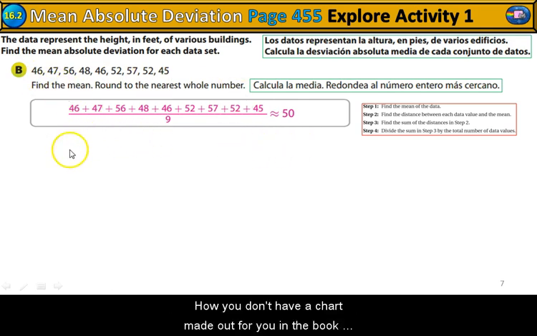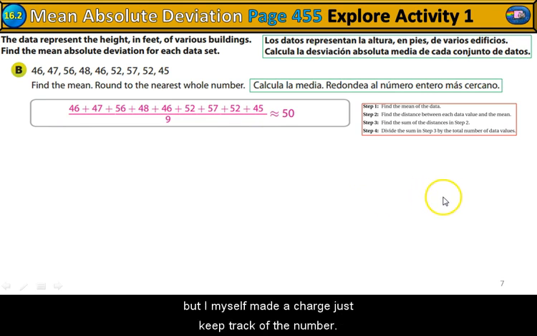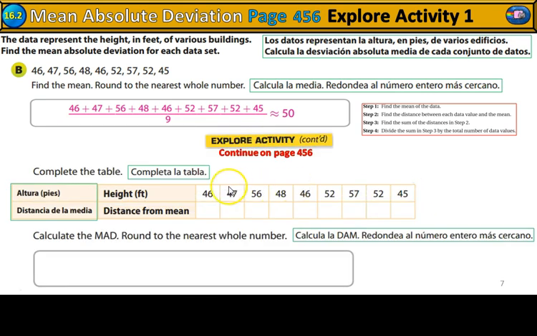Now, you don't have a chart made out for you in the book, but I myself made a chart just to keep track of the numbers. This continues on page 456. How far apart is the 50 from 46? How far is it from the 47? And so on and so forth with the other numbers.